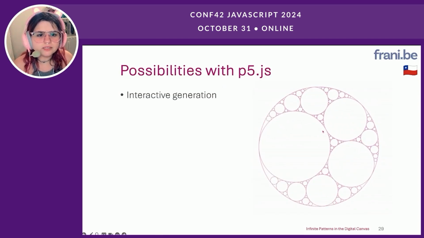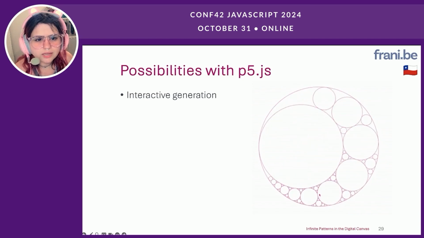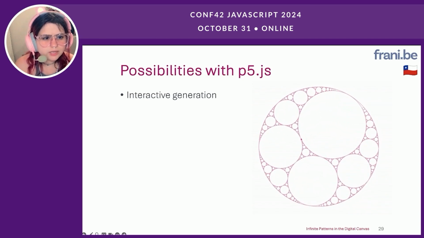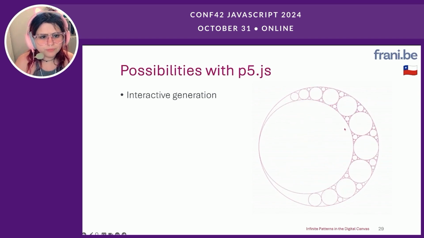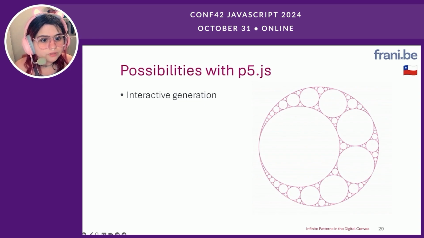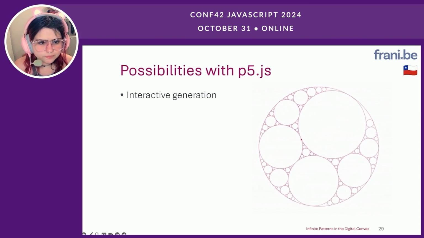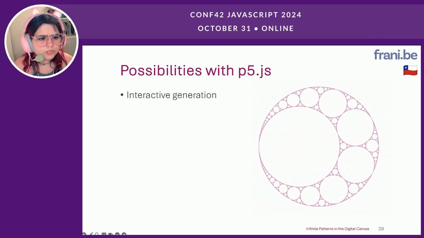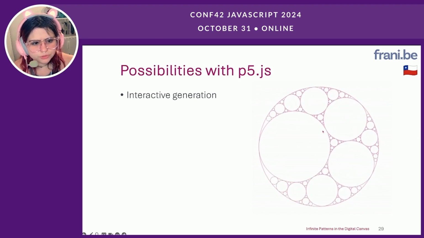Beyond just reacting to user input, P5.js allows for fully interactive generation where the user can actively shape the artwork. For example, you can create a drawing tool where the viewer becomes the artist, clicking and drawing their own shapes on the canvas. Or you can build environments where the user controls the evolution of patterns, adjusting parameters in real time to influence what happens on the screen. This blurs the line between creator and audience, turning the artistic process into a collaborative experience.